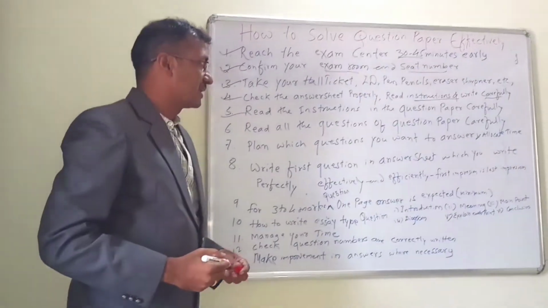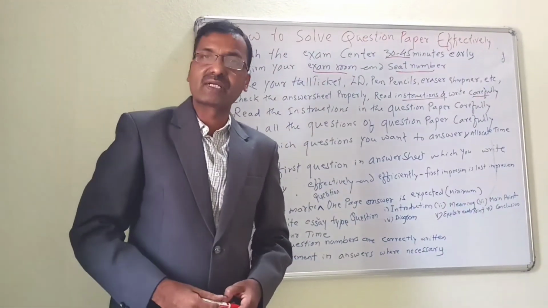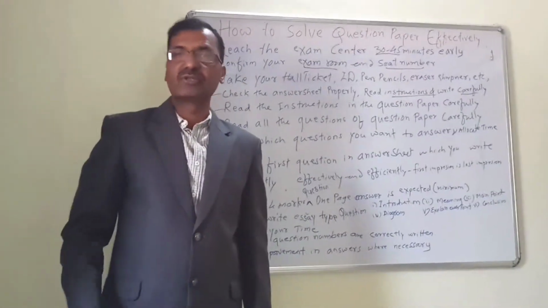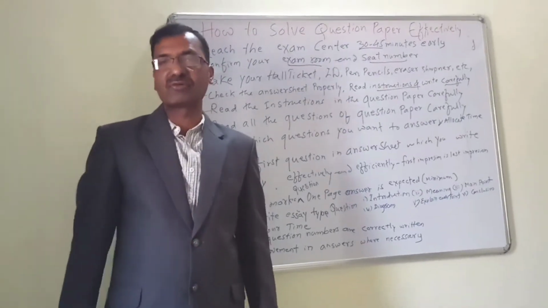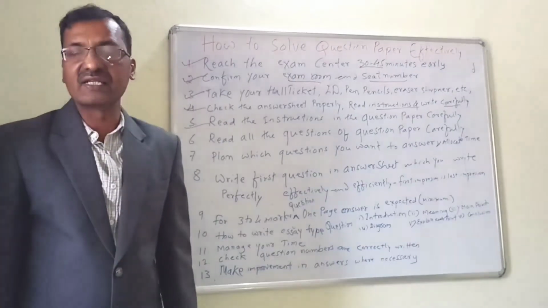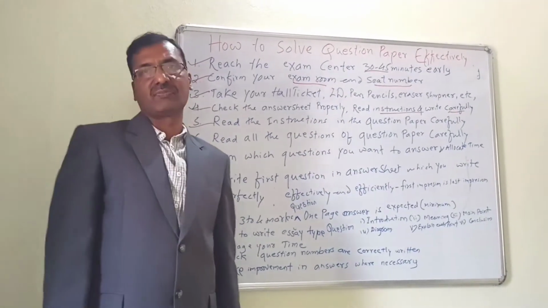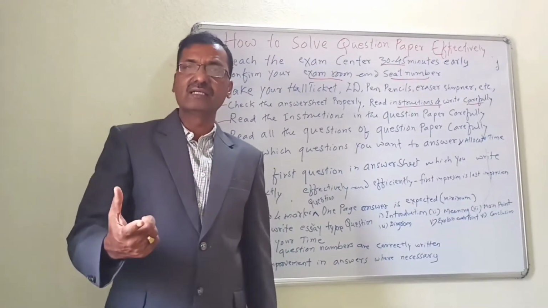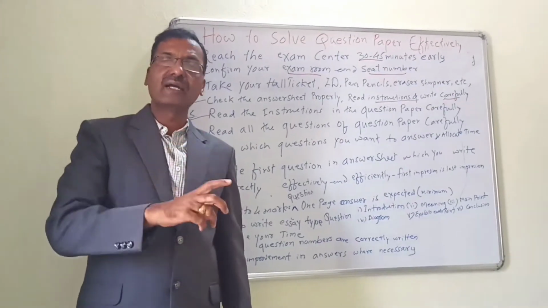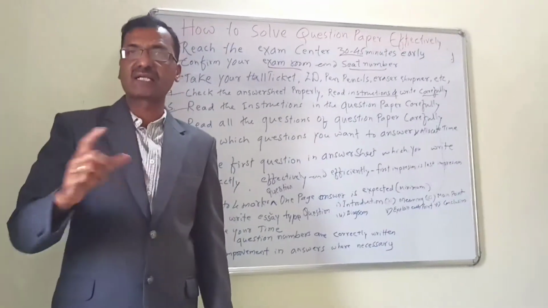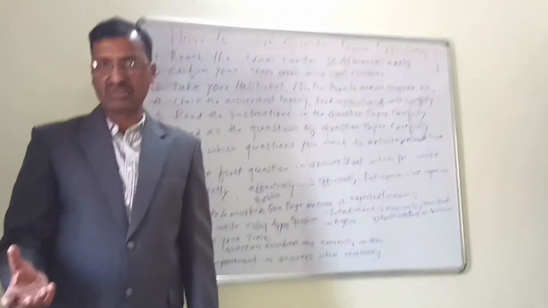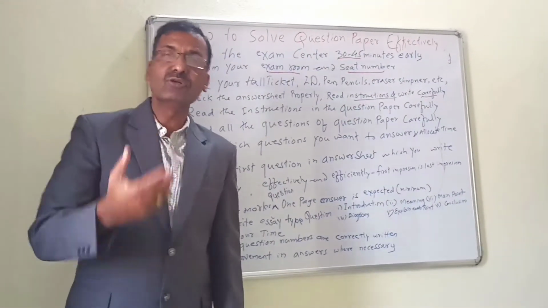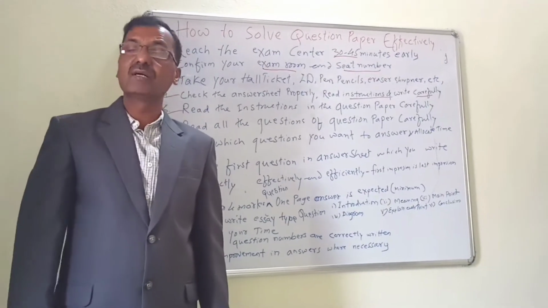Fifth point is read the instructions in the question paper carefully. Once you complete the answer sheet, you will receive the question paper. Once you receive the question paper, first read the instructions in the question paper. Generally, the instructions are available regarding the subject code and sections, which questions are compulsory, which questions are not compulsory, or other information which is necessary and will help you to solve the question paper properly.